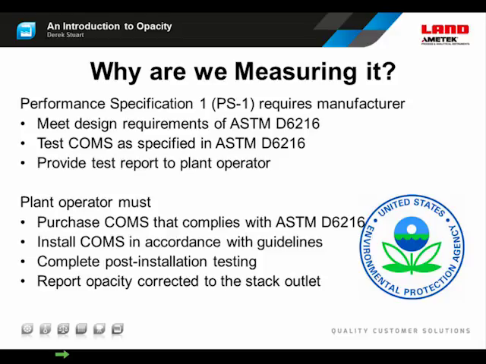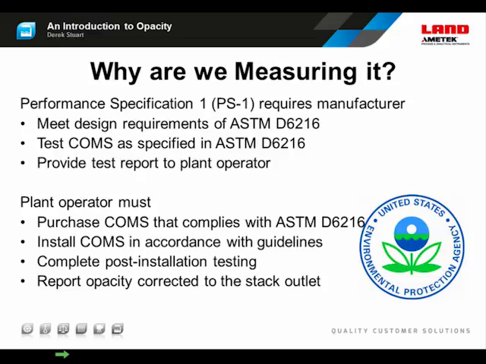The rule for opacity monitors is Performance Specification 1, and that states that opacity measurements have to be made using an instrument which meets the requirements of an ASTM standard, ASTM D6216. That standard requires opacity monitor manufacturers to meet a set of specifications for linearity, temperature drift, and so on, to test the instrument according to the standard, and to provide a test report known as a Manufacturer's Certificate of Conformance, MCOC, to the plant operator.